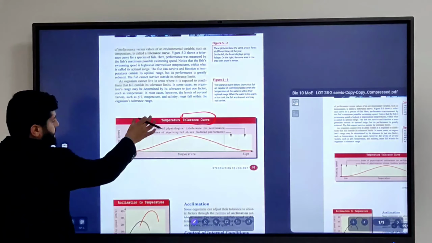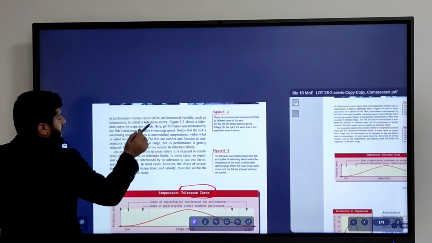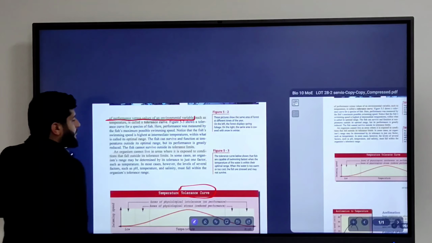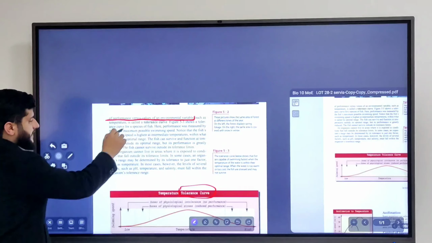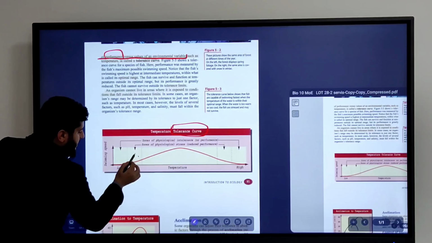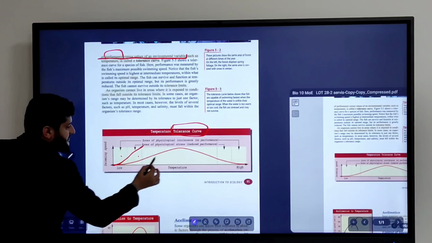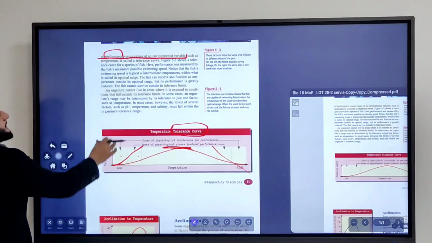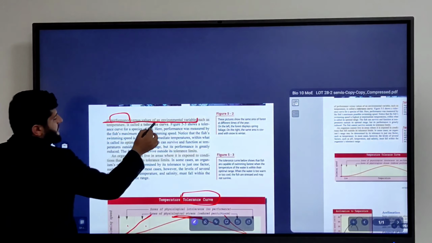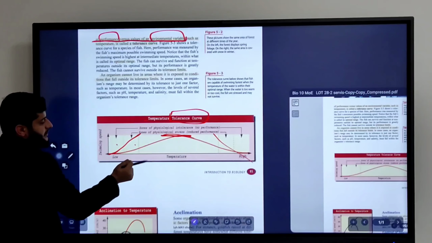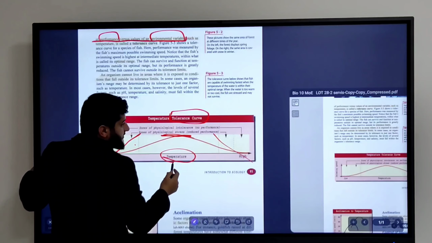Let's see what a tolerance curve is. A graph of performance versus value of environmental value. So, a graph of performance, this is the performance of the fish here, and here where we say the performance is reduced, the optimal performance, okay? And the environmental value here. What's the environmental value here? It is temperature, okay?